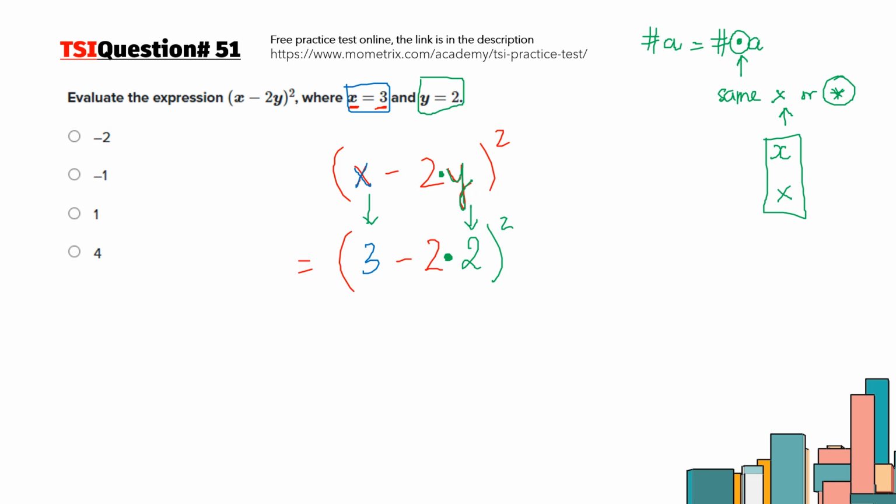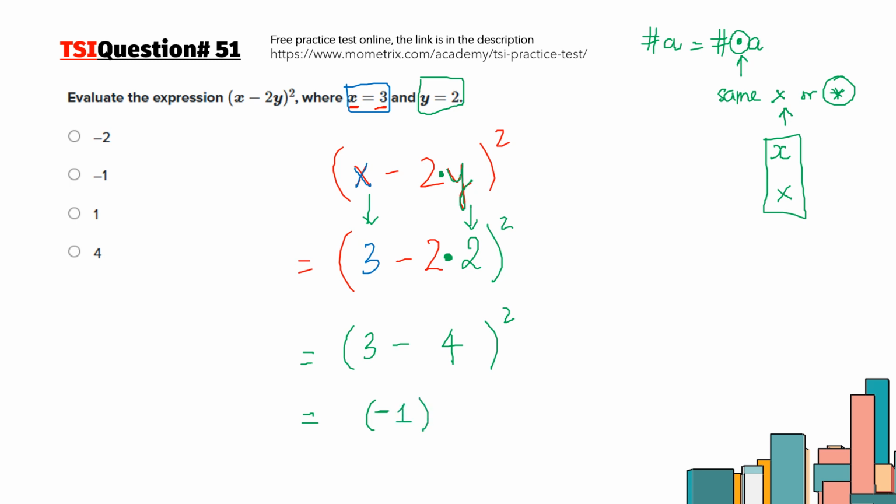Then square. Now we have to work on inside the parentheses first. So we have 3 minus 2 times 2, which is 4. We do the multiplication first and then addition and subtraction. So now subtraction: 3 is smaller than 4, so when you subtract the bigger number from the smaller number, you will have a negative. Still keep the parentheses. So 3 minus 4, the difference is negative 1.